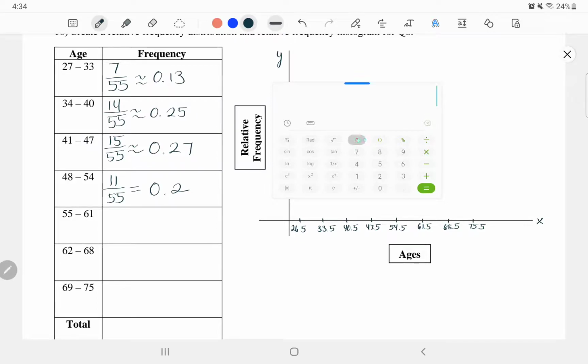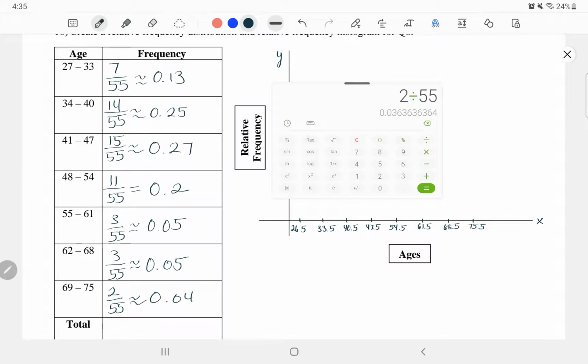After that, let's continue. The fifth and sixth classes each have a frequency of 3. So 3 divided by 55. That's approximately 0.05. And the last class had a frequency of 2. So the relative frequency, or the probability, if you want to call it, is 2 divided by 55, that is 0.04. Because that 6 will make that 3 round to a 4.